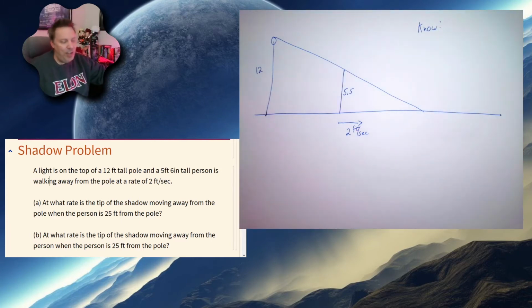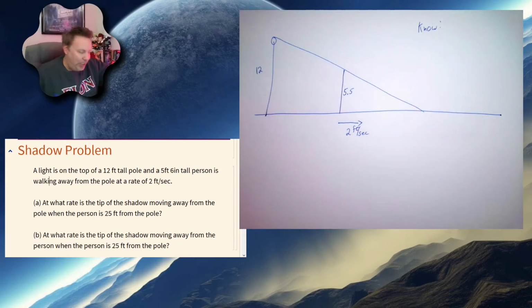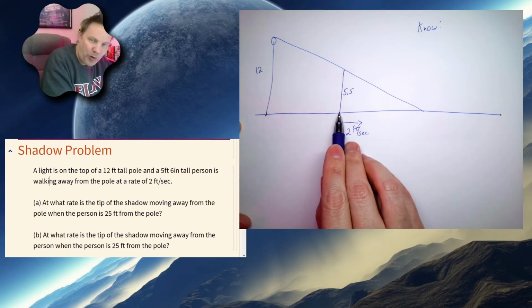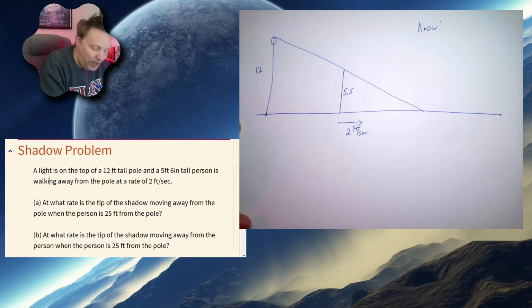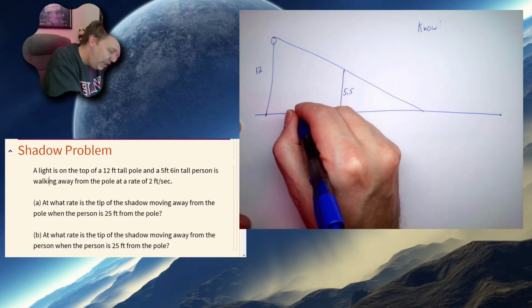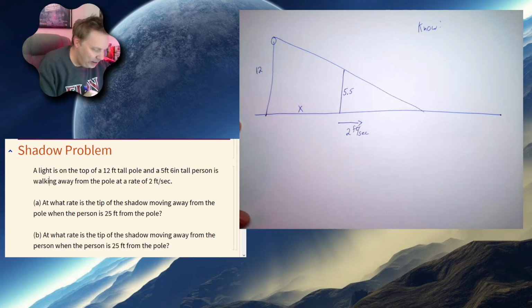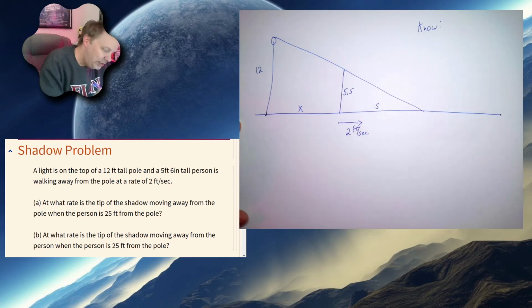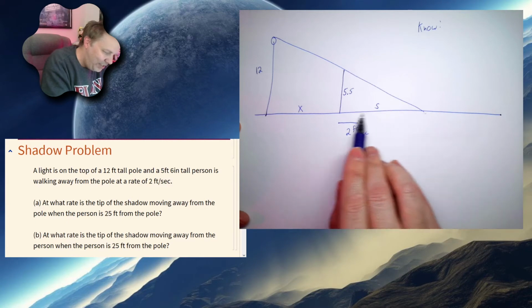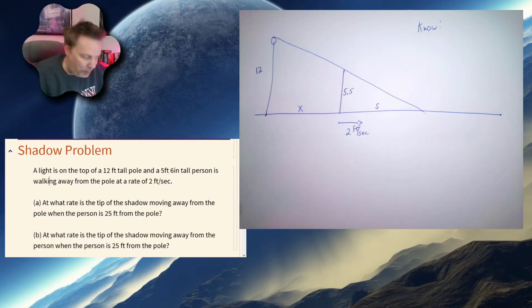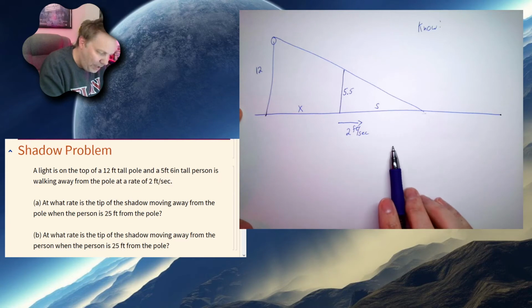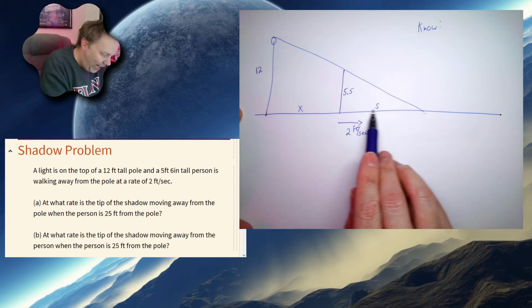Well, before we write down the knowns, just remember we have to label things. The distance between the base of the pole and the feet of the person, let's label this with an X. Now let's label this part with an S. Well, this part right here, that's the shadow, because there is no light that gets over here. So this is all shadow right here.